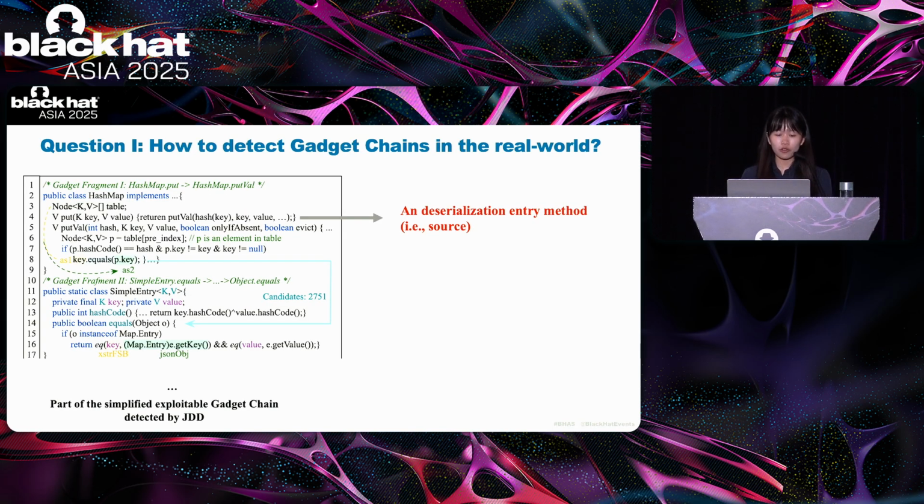The gadget chain starts from fragment 1, where the put method of a HashMap object is invoked on deserialization, and normally this method is used to restore the key-value pairs from the serialized data and put them into the table field of the reconstructed HashMap instance. And if two pairs share the same hash value, the program can be induced to invoke the equals method of the variable key.